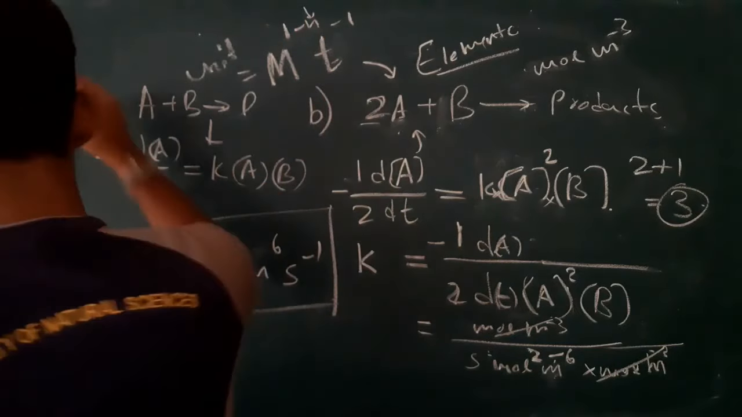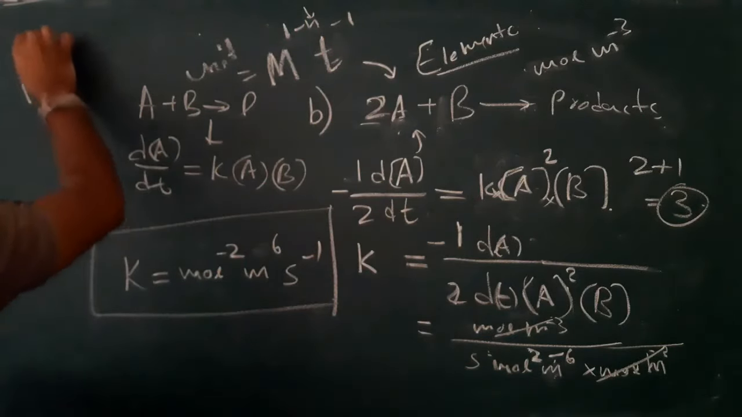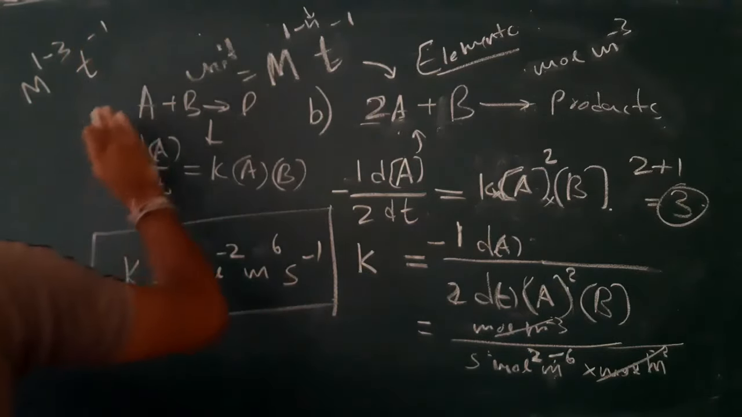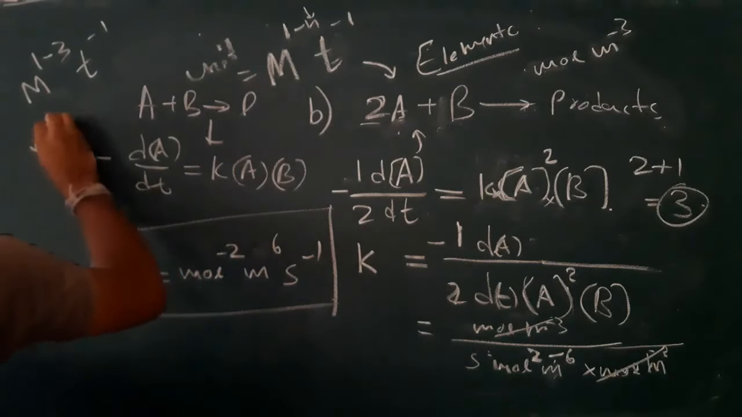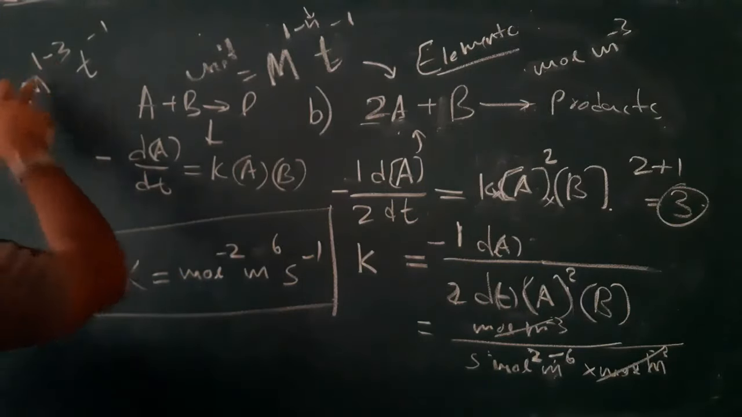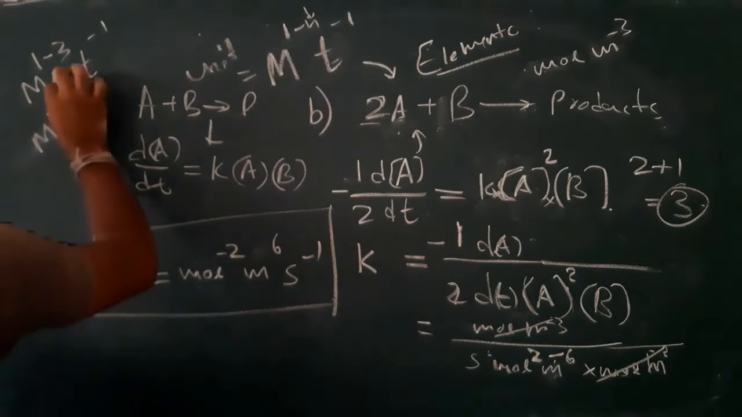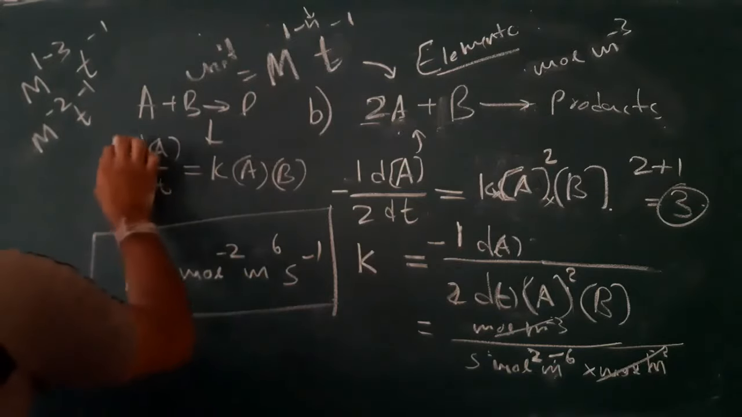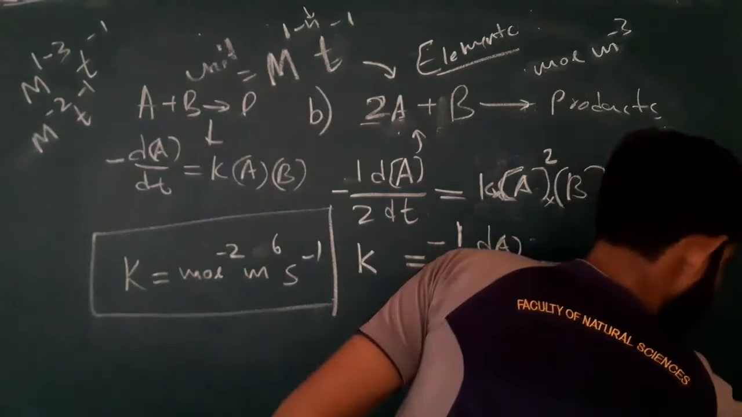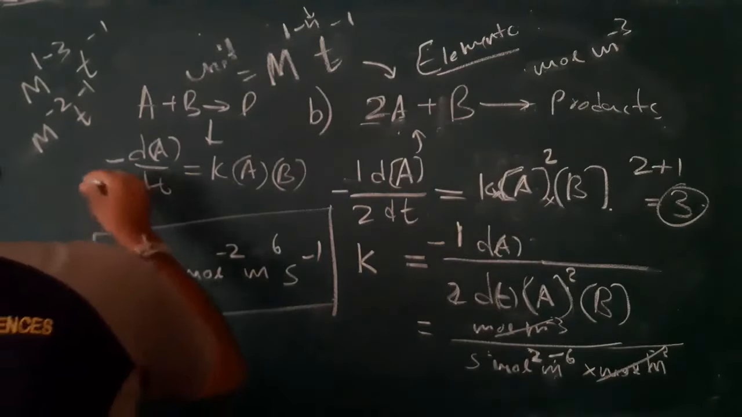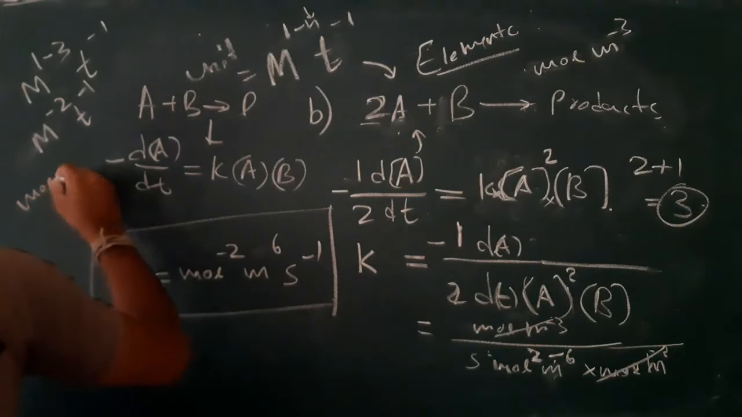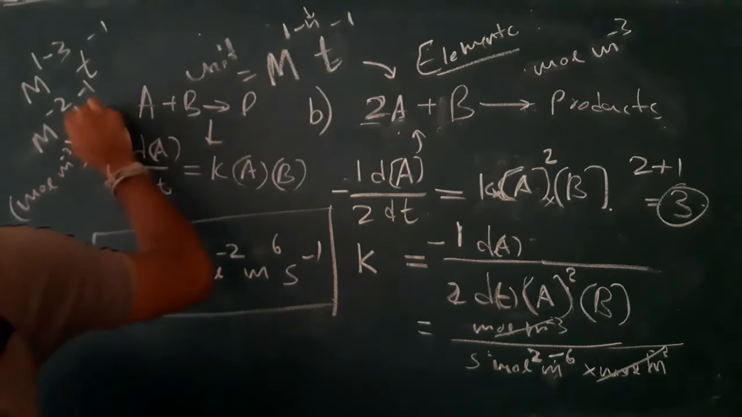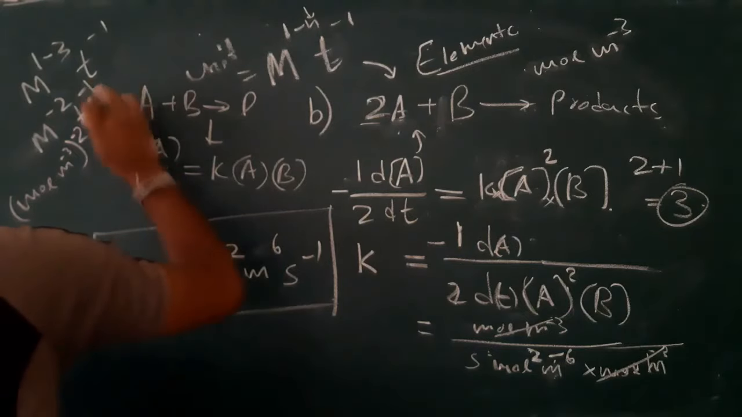So what is the order now? M to the 1 minus order, the order is 3, t minus 1. Here we apply M as concentration. So 1 minus 3 means M will be to the power minus 2, t minus 1. So when we apply our equation, the units are moles per cubic meter, power negative 2, and t minus 1 means per second.